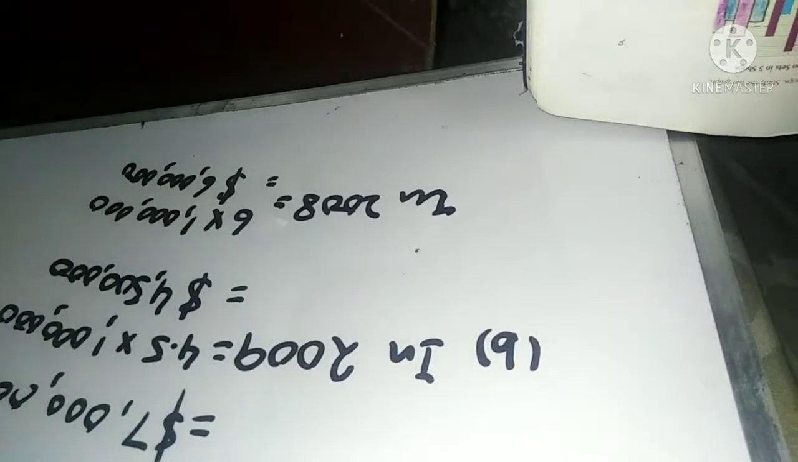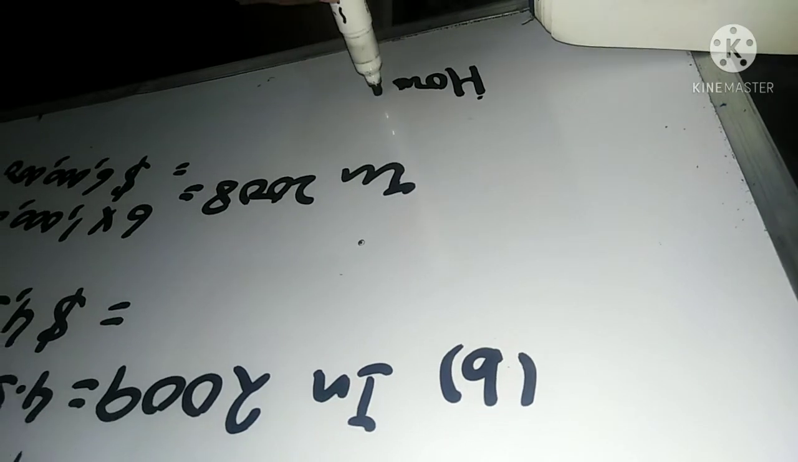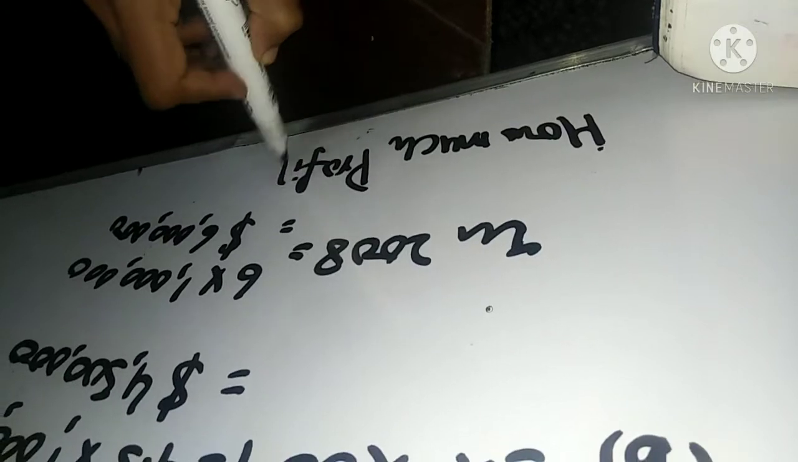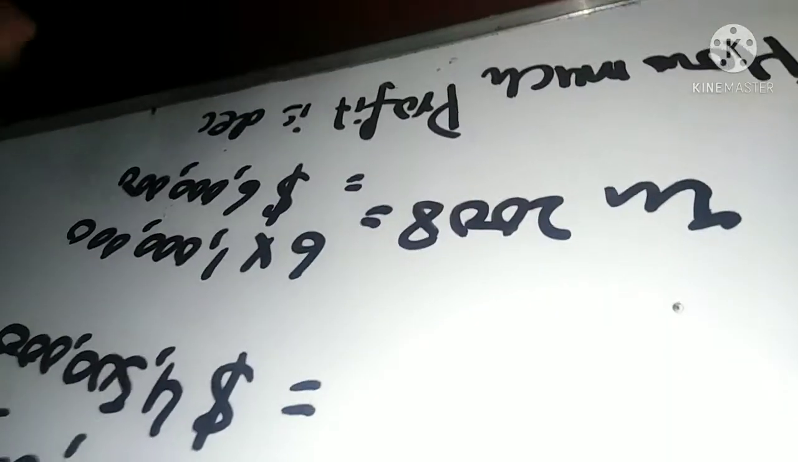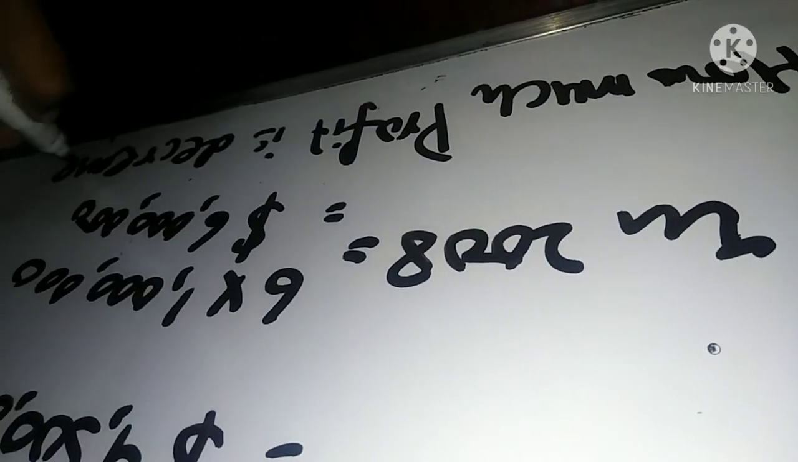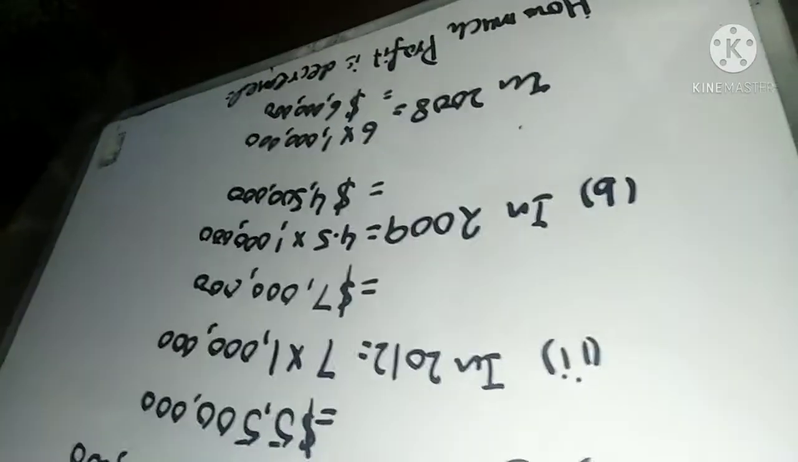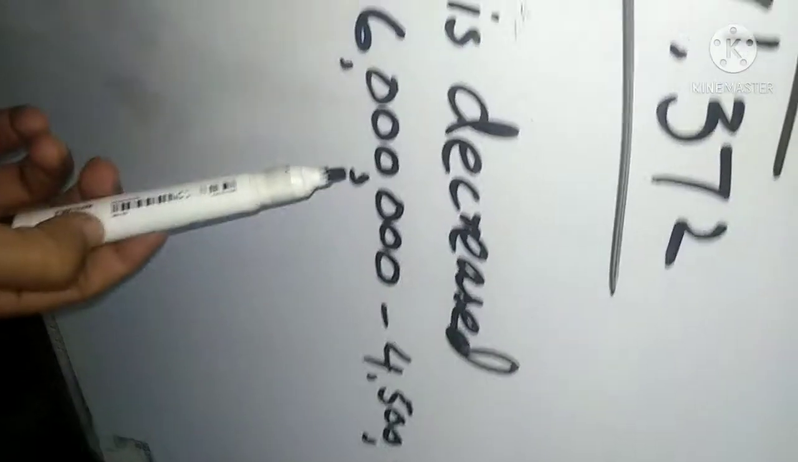Okay, students, now you have to find out how much profit is decreased. So how can you find that out? By subtracting this amount from this, you will find out how much profit is decreased. Okay. So here you write down how much profit is decreased. So you will minus, okay ji. So here you will minus.